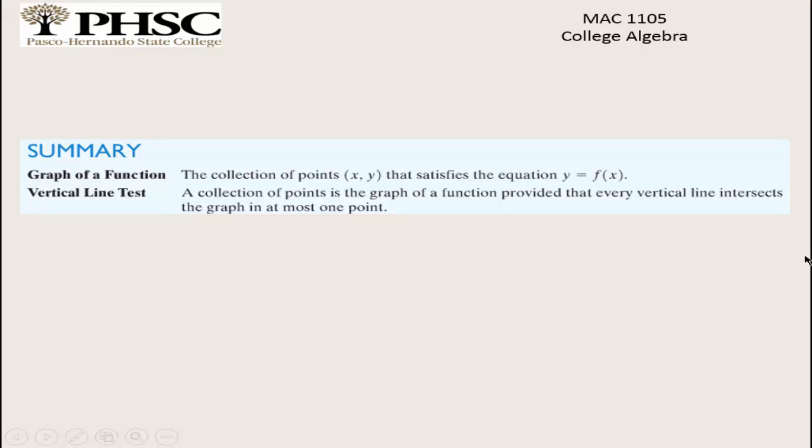So to summarize, the graph of a function is just a collection of points x, y that satisfy the equation y equals f of x. The vertical line test is just a method to find out if the graph is that of a function. If the vertical line intersects the graph of that particular equation or function at just one point at any given time, then it is a function. If it doesn't, then it's not a function.